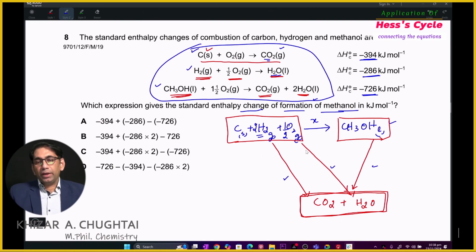Now let's see over here. 1 mole of CO2 is being formed. I mean, 1 mole of carbon I'm going to combust. Yes, same is the case over here. And so the answer will be minus 394.